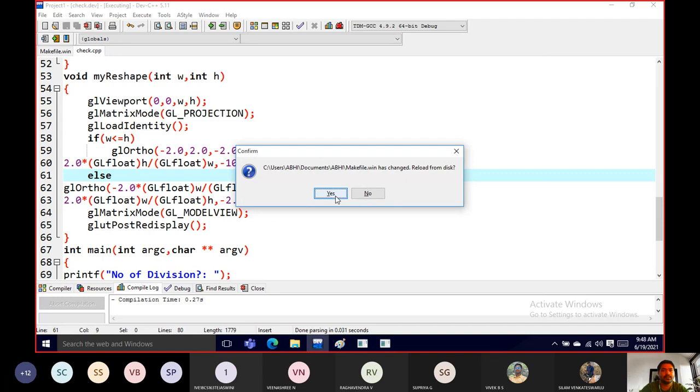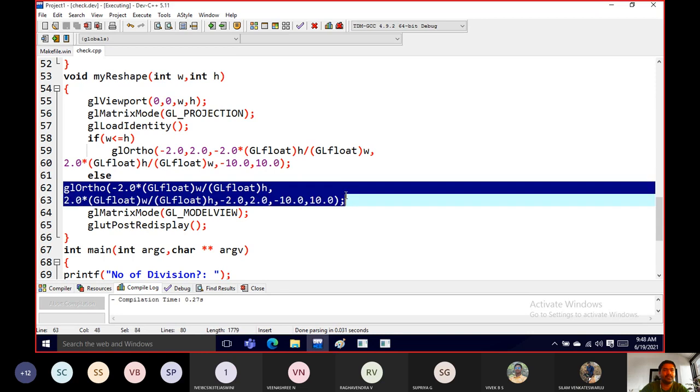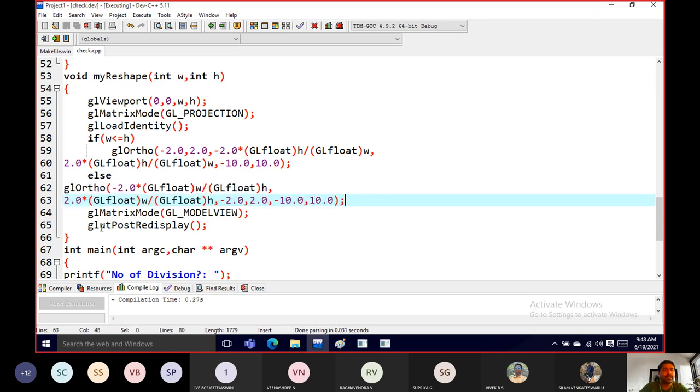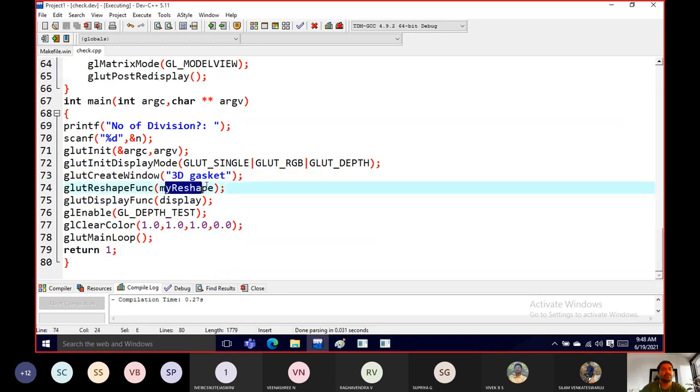Readjusting here is okay. What should I do if my width is less than height? You go for this particular ortho function. What if my height is greater than width? Then you go for these values. Once it is changed, call for repost display. That means call for calculating again. So that's about the myReshape function.